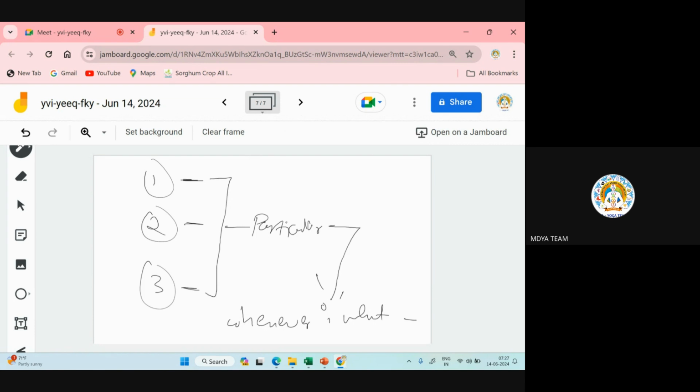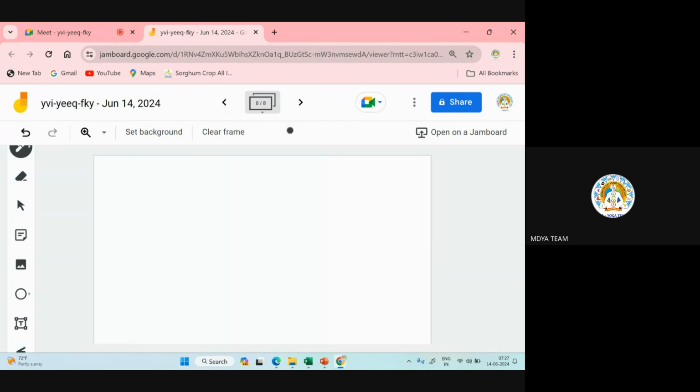So inductive reasoning is, after seeing lots of particular cases and finding a pattern in those particular cases, you come to a general conclusion. So you come from particular to general. This is inductive reasoning.